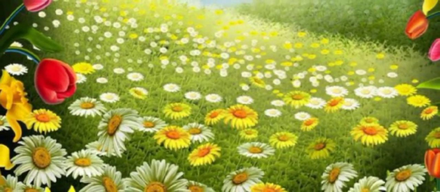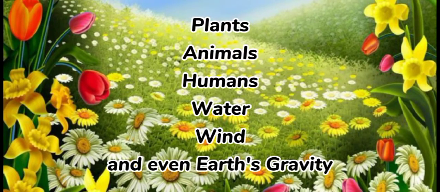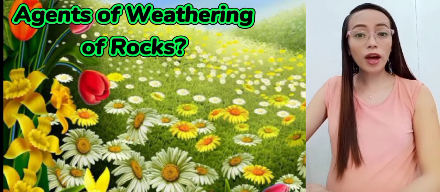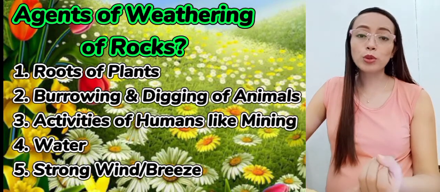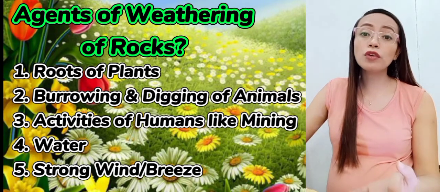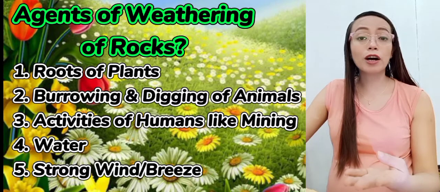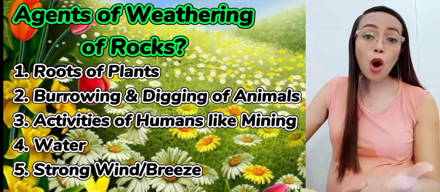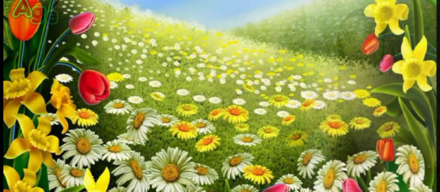So there you can see from the video the different agents of weathering that cause the rock to break. They even have good and bad effects to our environment. So children, what are the agents of weathering? The agents of weathering are the roots of plants, the burrowing and digging of animals, the activities of humans like mining, the water, the formation of ice from other countries, and the strong wind or strong breeze. So there were 5 agents of weathering.